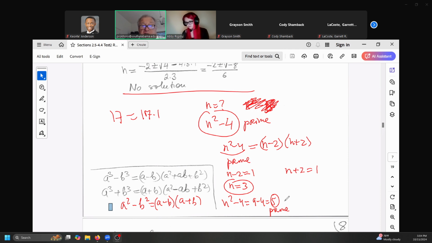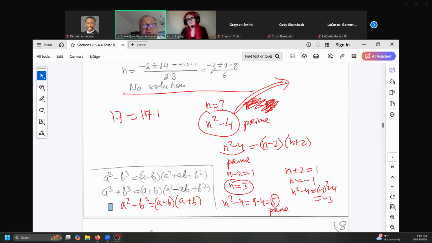Yes, 9 minus 4, we get a prime. So the formula works and gives us a prime number for n equals 3. Or n equals negative 1, and then n squared minus 4 equals negative 1 squared minus 4 equals negative 3, which is not a prime number. So what is the conclusion? This is a nice formula, but unfortunately we don't get a lot of prime numbers. We get only one, for n equals 3, the prime number 5. Okay, so this is the answer.